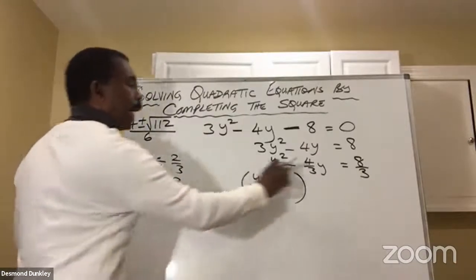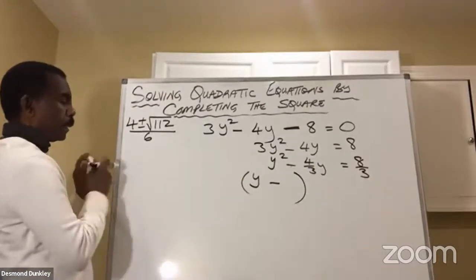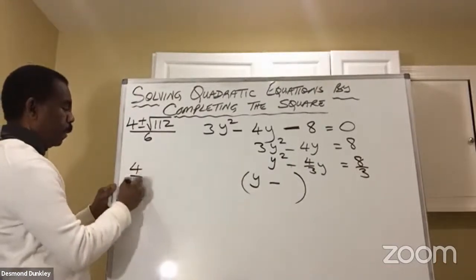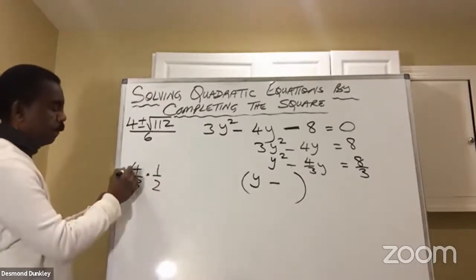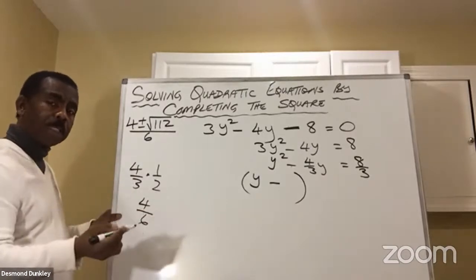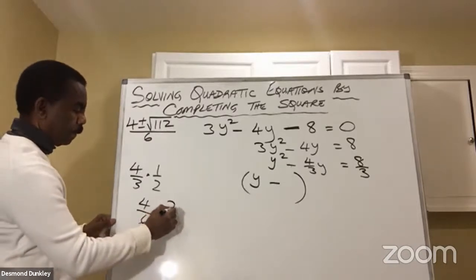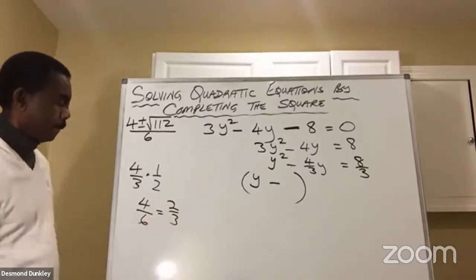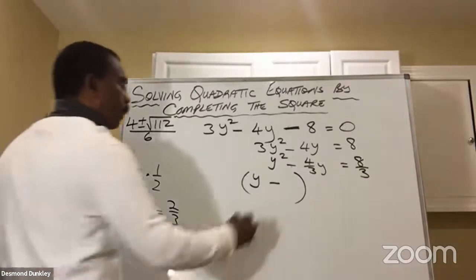So to divide this by 2 is 4 over 3 multiplied by a half. So it is 4 over 6. And 4 over 6 is the same as what? 2/3. Okay? So we put 2/3.